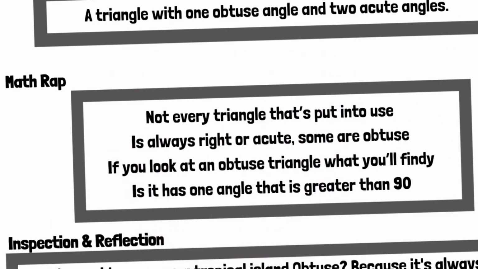Math rap. Not every triangle that's put into use is always right or acute. Some are obtuse. If you look at an obtuse triangle, what you'll find is it has one angle that is greater than 90.